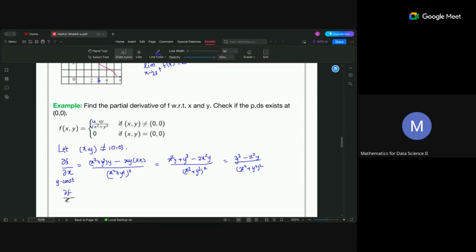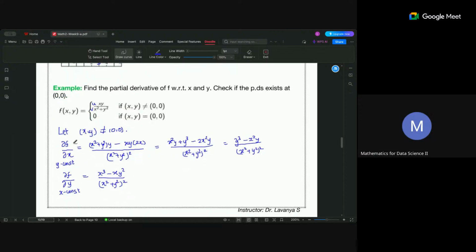Same way, calculate dou f by dou y. In place of y, you keep x, and in place of x, y. The function is a symmetric function. So dou f by dou y is (x cube minus x y square) by (x square plus y square) the whole square. So we have found fx and fy for non-zero points.